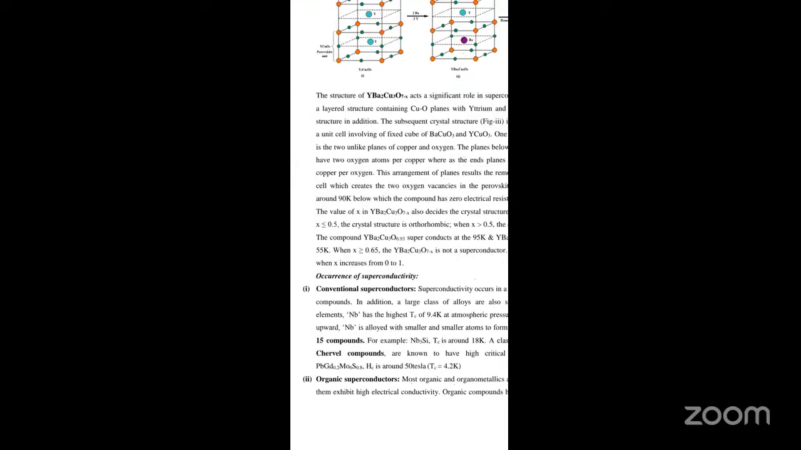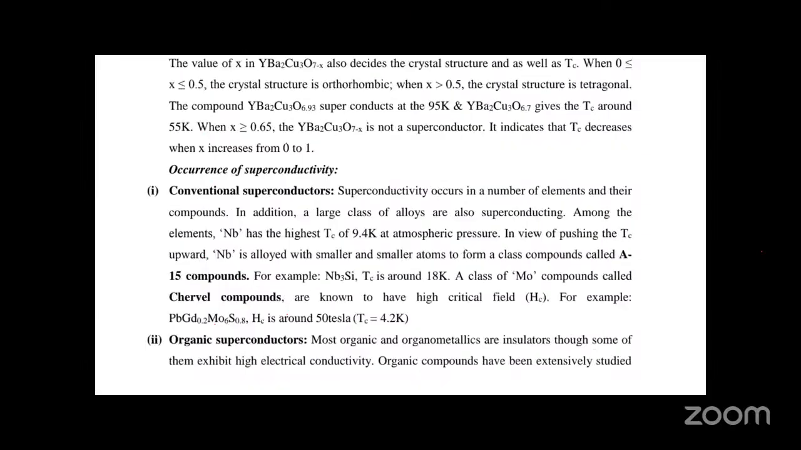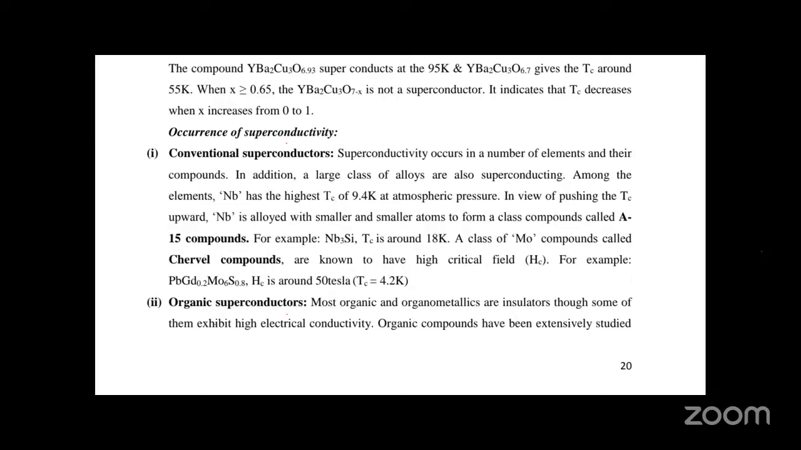Now, the occurrence of superconductivity. The first type is conventional superconductors. What is meant by conventional? Superconductivity occurs in a number of elements and their compounds. In addition to that, a large class of alloys are also superconducting.